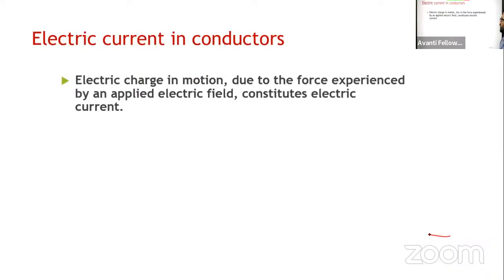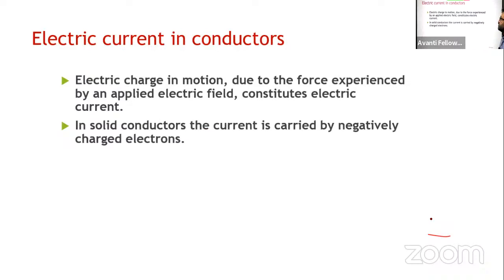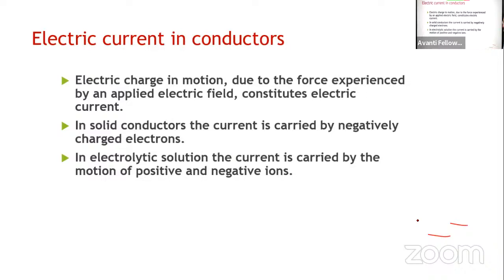Then in the case of a conductor, what are the properties of electric current? Electric charge in motion. It is due to the force experienced by an applied electric field. So the electric field is applying a force to set the charge in motion. That is the thing we have to remember. Now, in solid conductors, the current is carried by negatively charged electrons. What is the charge of an electron? Charge of an electron is 1.6 into 10 power minus 19 coulomb.